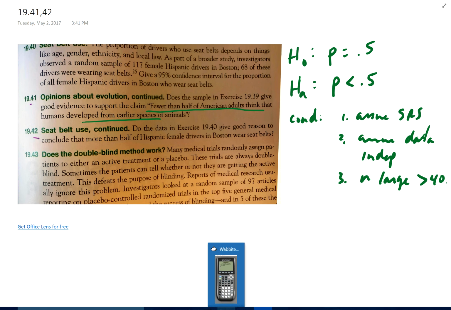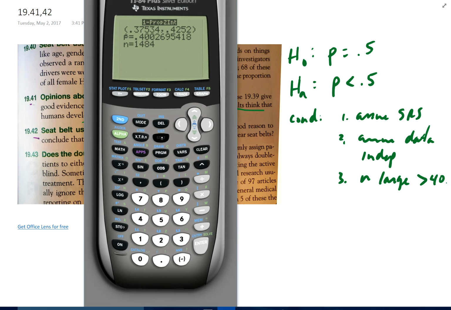Okay. The test, we can just do a 1 proportion z test with p0, H0, is 0.5. Oh look, my data is still in here from the confidence interval. 594 out of 1484 said yes, and we want less than p0. Calculate.